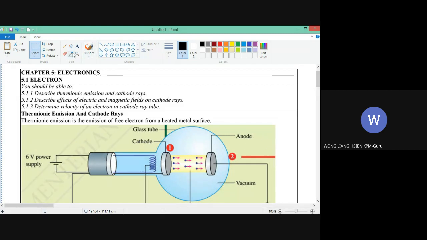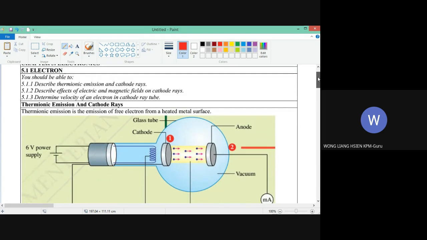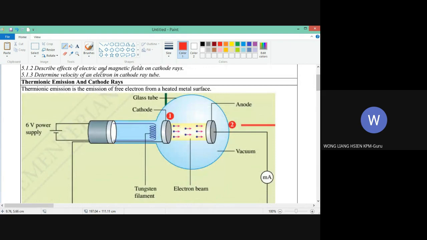Previously, what we learned about electrons is just that electrons are very small with very small mass, and they carry negative charge, right? So we want to expand a bit on what we learned about electrons. The first thing that we want to learn about is thermionic emission and cathode ray.